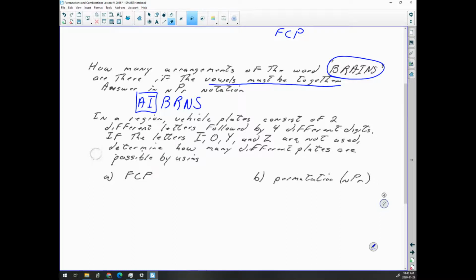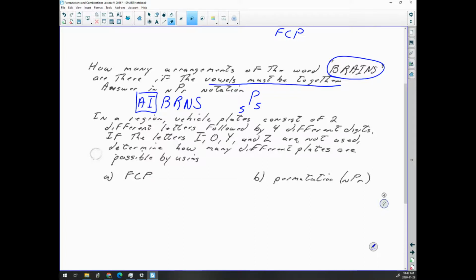So if I was arranging, now I've got 5 objects. So how many arrangements? Okay, so we are doing the entire 5 objects. So we're arranging all the different letters. So this would be 5 pick 5. 5 objects, we're picking 5 of them.